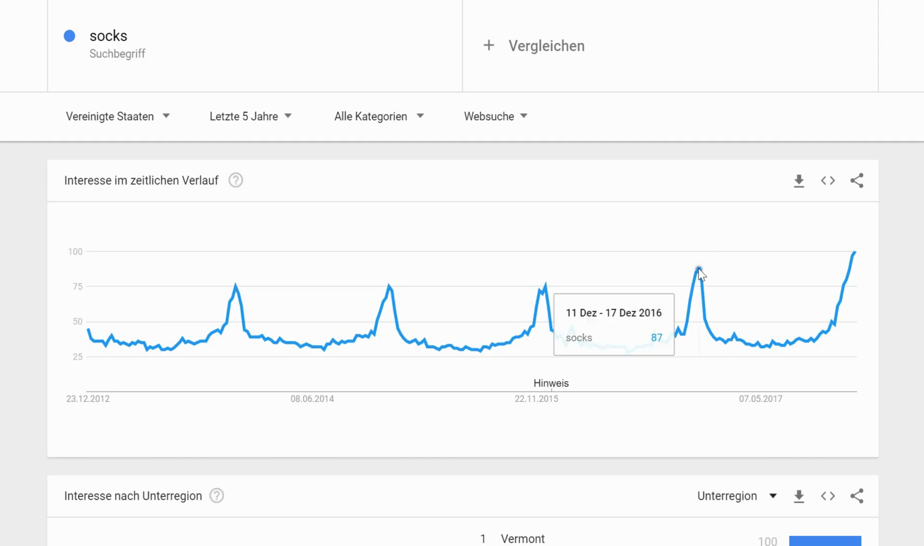Another great example are socks. Well, most of us wear them every day, but what do you think? Is there a seasonality? Christmas spoiler alert. Yes, there is. During December, demand or search volume is usually 2.5 times the long-term average.